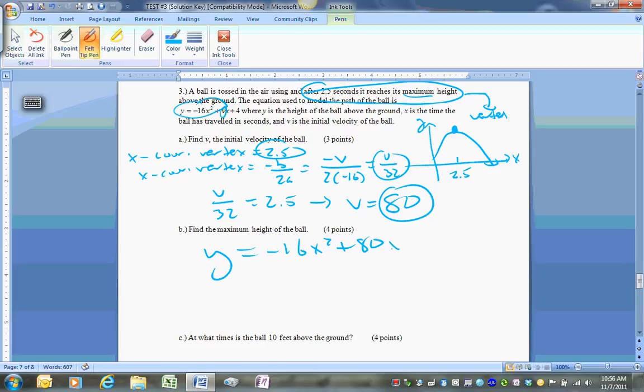And by the way, for the makeup problem for this one, I'm not going to ask you to find a velocity, I'll just give you the equation. So basically it'll be like parts B, C, and D. So here we have an equation. To find the maximum height, you can either plug in 2.5, or what you can do is use a graphing calculator.